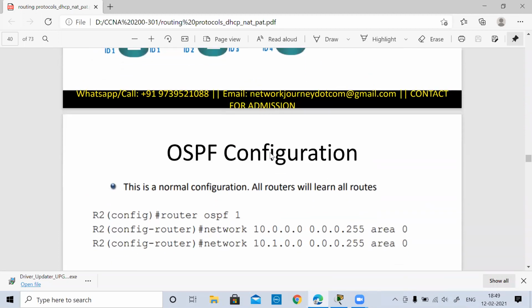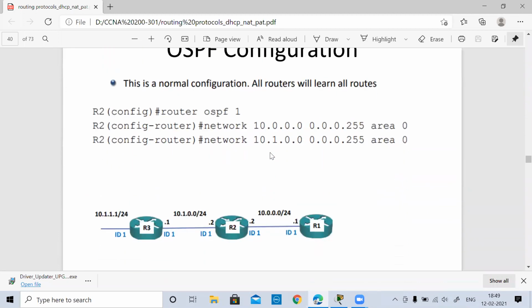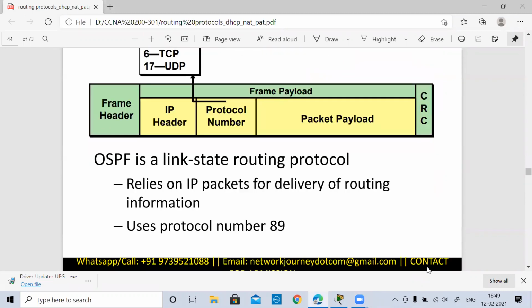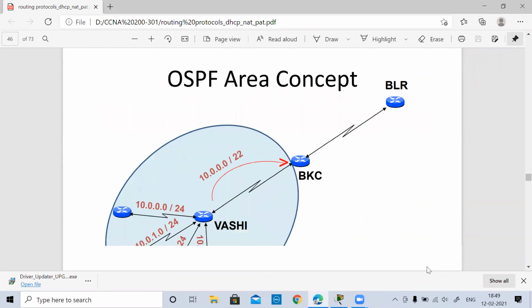So let's look into the configuration point of view. Now here is the concept of area. A very, very important concept in OSPF is the area concept. We will understand why we need the area concept. Let us first understand the area concept and then get into the configuration. Why do we need areas now? Understand that we have a very big network. Let me give you the example here.